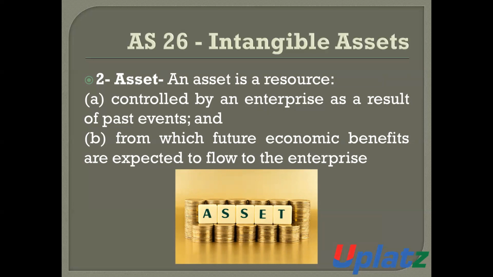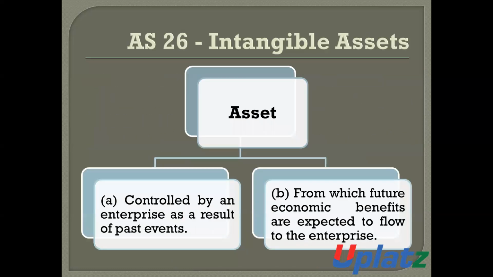So an asset is a resource controlled by the enterprise as a result of past events, and from which future economic benefits are expected to flow to the enterprise. Then it is known as an asset. Assets mean, number one, controlled by an enterprise as a result of past events, and number two, future economic benefits are expected to flow to the enterprise.